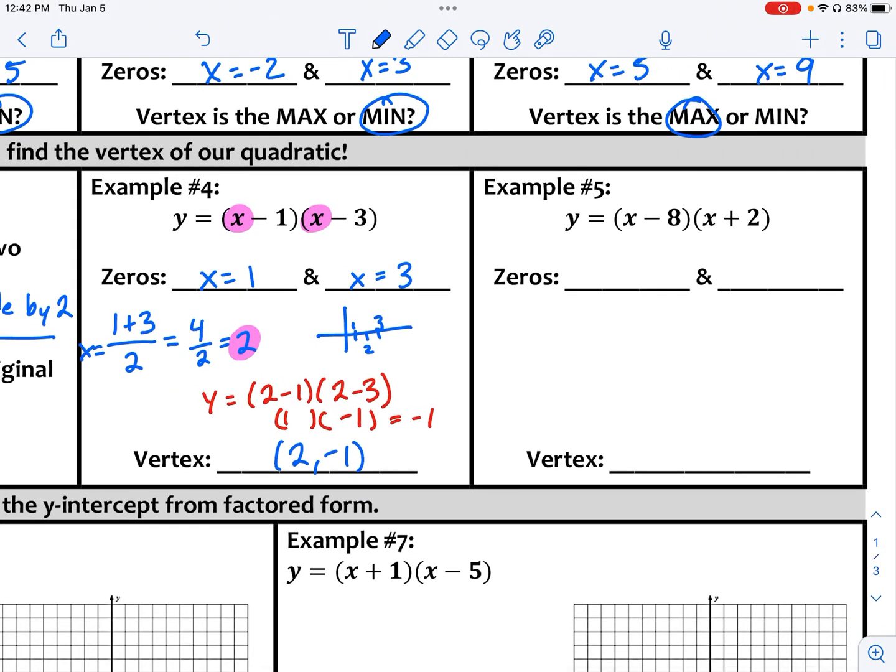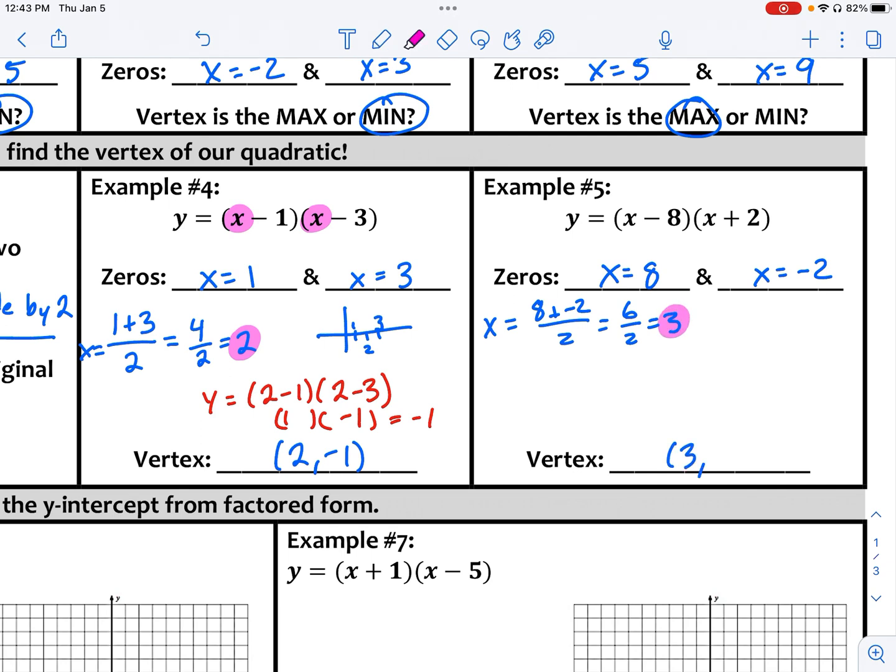All right, I would pause the video and try example 5 before you listen to it. So zeros, we are going to switch the signs. So x equals a positive 8 and x equals a negative 2. Then to find the x value, we are going to add them together and divide by 2. So 8 plus negative 2 divided by 2. So 6 divided by 2 is 3. So I know my vertex, the x value is 3.